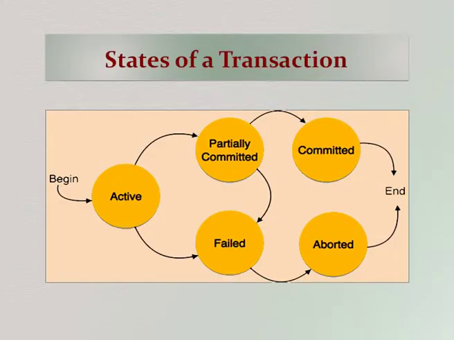So, let us see an illustration of all these states. This is the begin and this is the initial state we were talking about, the active state. If most of the tasks are done and it is in the final operation, then it can be called the partially committed state. If something went wrong and the checks failed, it may fall into the failed state. Once it has failed, either it may be aborted or else, if the data it requested is available, it may continue and finish off the operation.